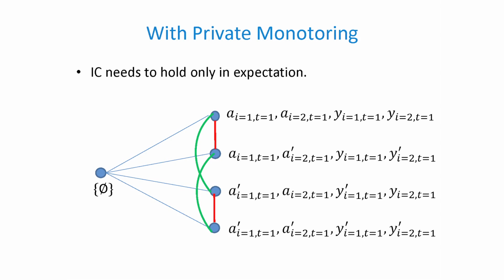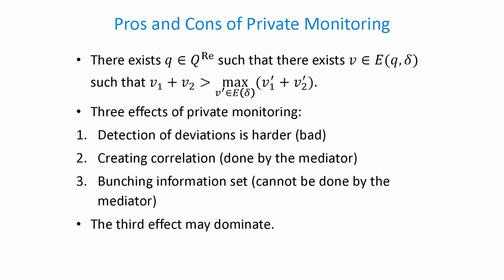That's the rough intuition. And using this observation, we can come up with a game such that there exists a set of equilibrium payoffs from repeated private monitoring such that the summation of player 1's equilibrium payoff and player 2's equilibrium payoff is greater than what we can achieve in the mediated perfect monitoring counterpart.